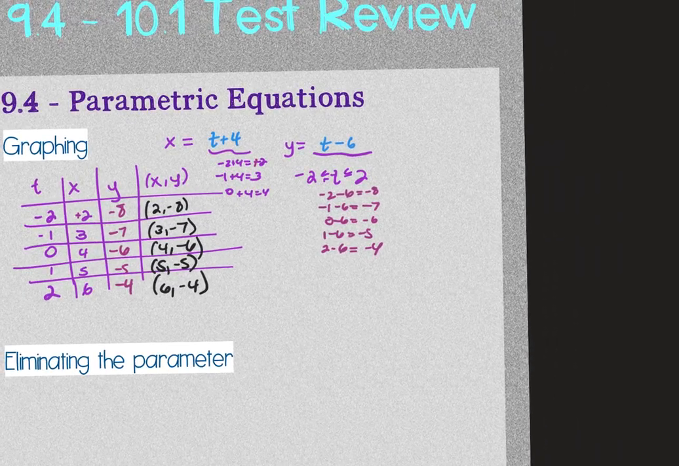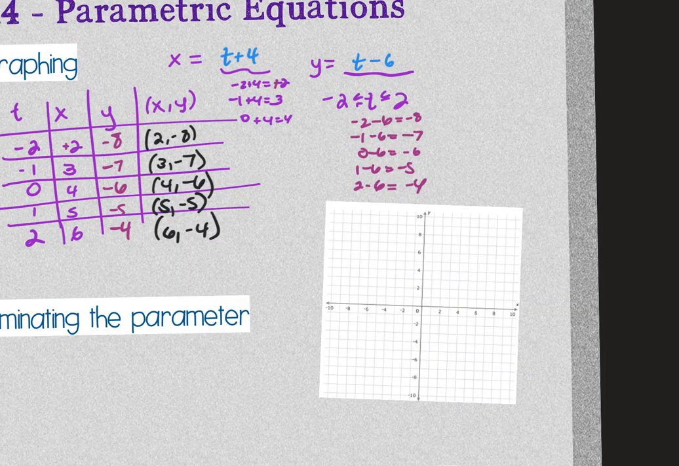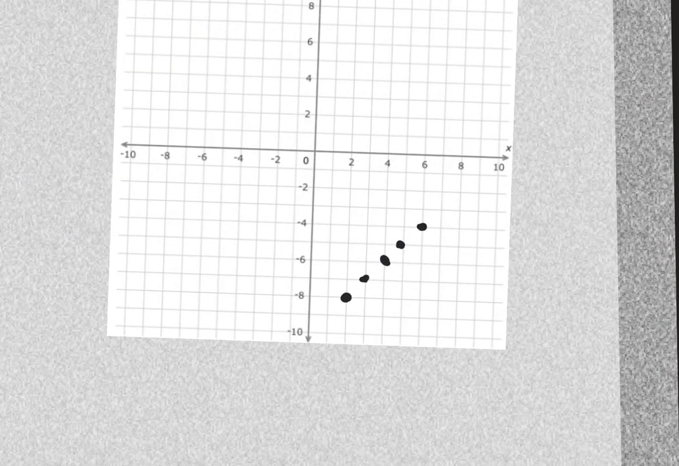And then you're going to draw that on your coordinate plane. I will also provide you with your coordinate grid. You just have to plot those points. All right, so I would get 2, -8; 3, -7; 4, -6; 5, -5; 6, -4. This time it's a line. And then you want to connect them.